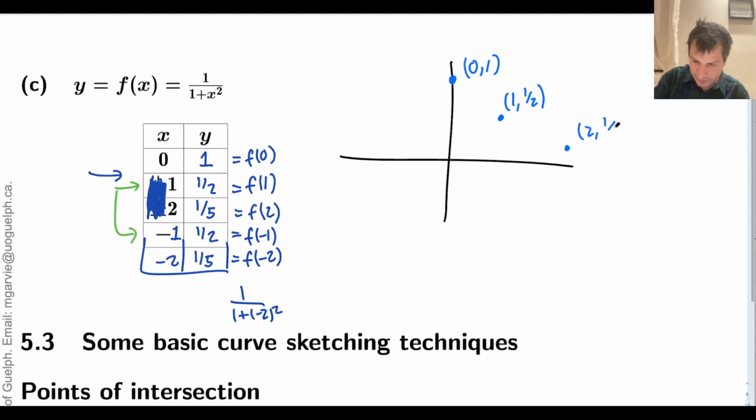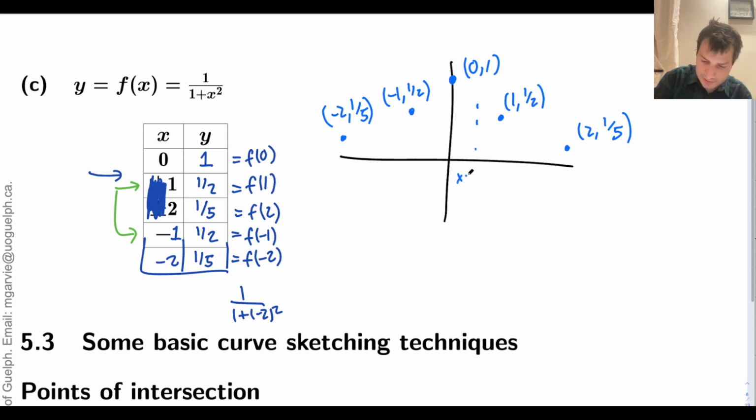2, 1/5. Okay, and the same kind of thing happens on the other side at -1, 1/2. There's a dot there. And over here, -2, 1/5. And so you can kind of get the shape of this thing. It's not quite a triangle, but it's triangle-y.